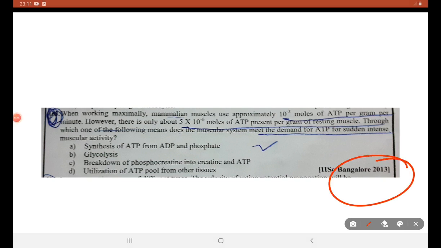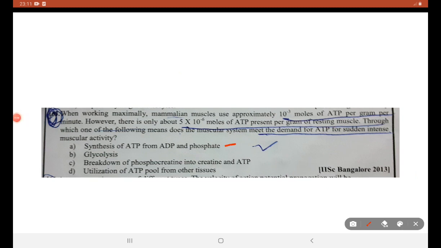Bangalore 2013. When working maximally, mammalian muscles use approximately 10 to the power minus 3 moles of ATP per gram per minute. However, there is only about 5 into 10 to the power minus 6 moles of ATP present per gram of resting muscle. By which of the following means does the muscular system meet the demand for ATP for sudden intense muscular activity?